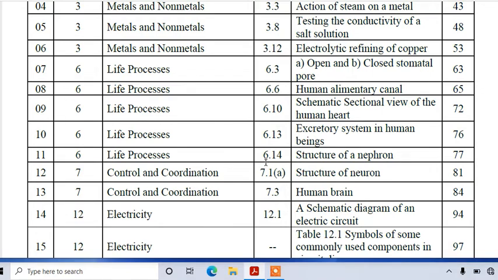Okay, next from life process, figure number 6.14, structure of nephron. Nephron is equally important. So all the diagrams from this lesson are very important. So practice all the diagrams very carefully.